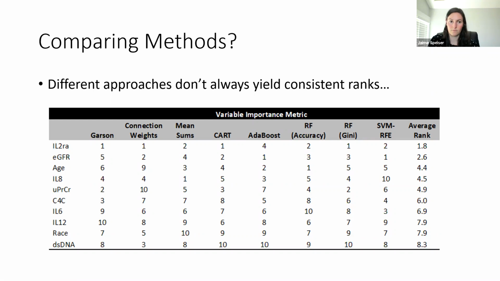Somewhere I have a prediction model for this thing. But in theory, let's say that the AdaBoost ranked IL-2R alpha really, really low. Let's say that its prediction performance was much worse than everybody else. Okay, well, you kind of want to pull that into play as well.